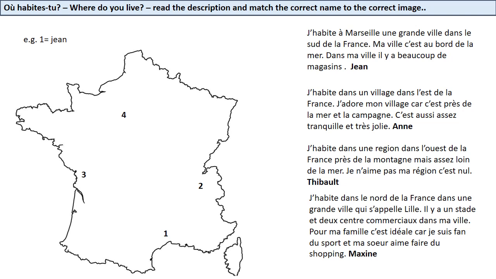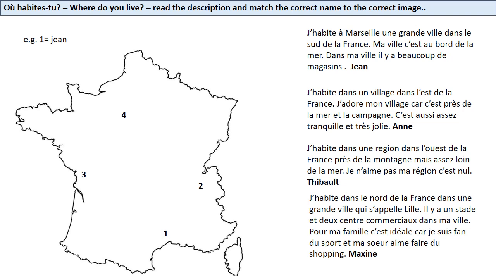If we have a look at the example together then, number 1, we'll just read through this one. J'habite à Marseille, une grande ville, so a city. I live in Marseille, a city, dans le sud de la France, in the south of France. Now there's only one marker that is in the south of France, so you would have guessed it by now, I'm sure.